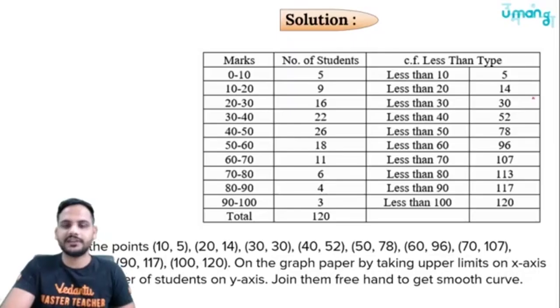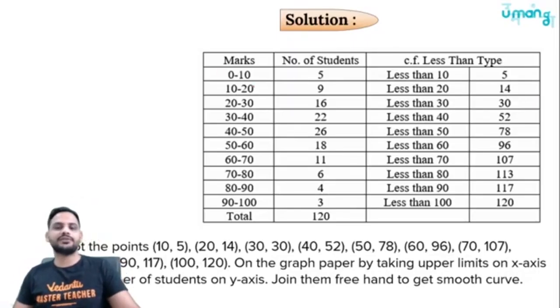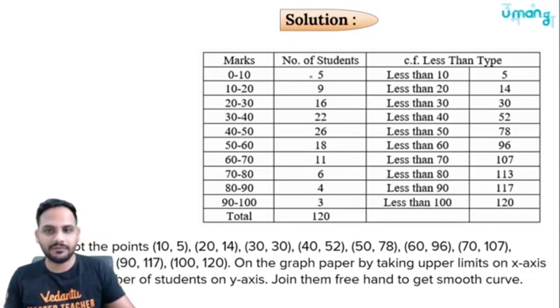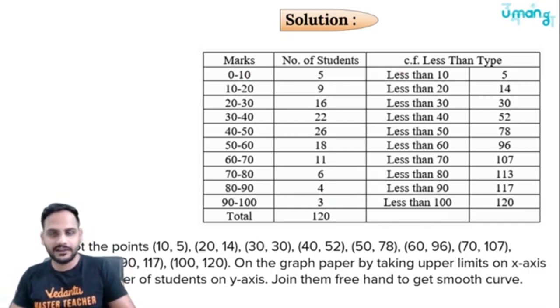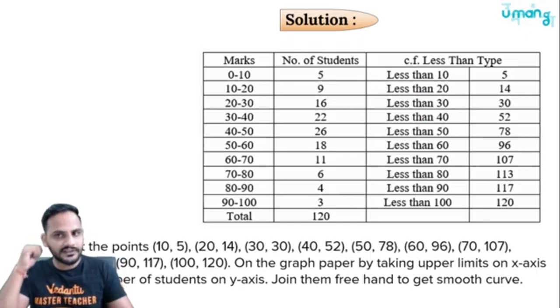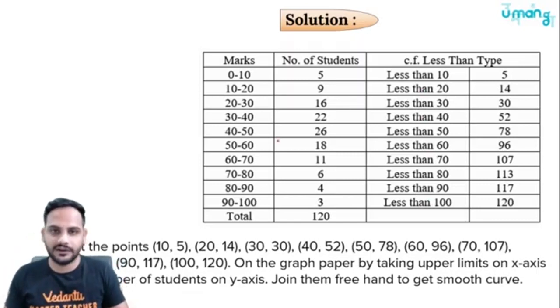So let us make it in the table form. So I have 0 to 10, 10 to 20, 20 to 30, like that, number of students is given. So whenever I have told you upper limit we will be taking, so first value will be writing less than 10. How many students got less than 10? How many students got less than 20, less than 30, less than 40, up to less than 100. Upper values we will be taking.